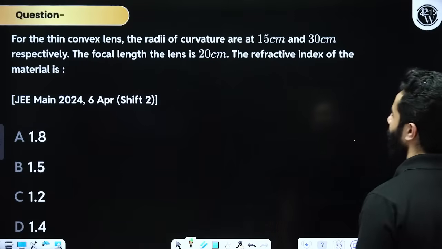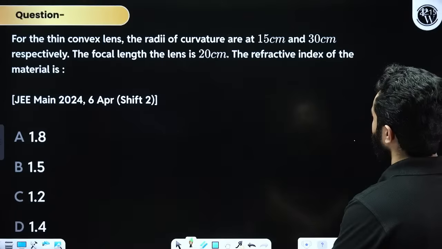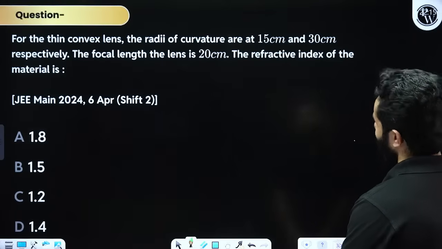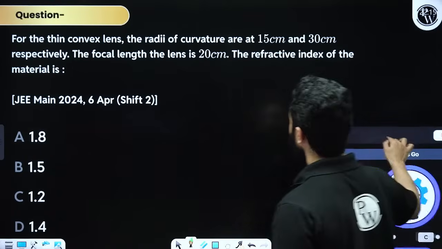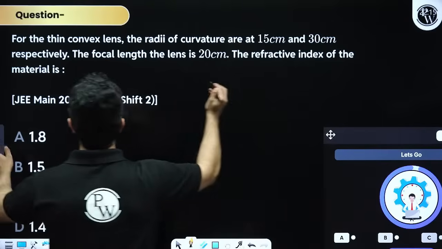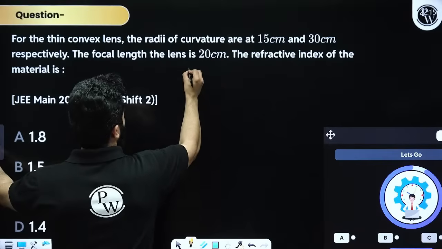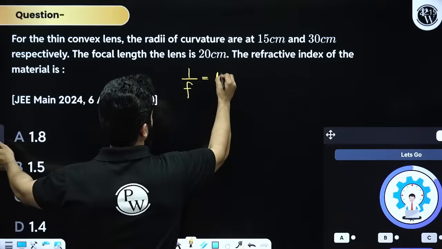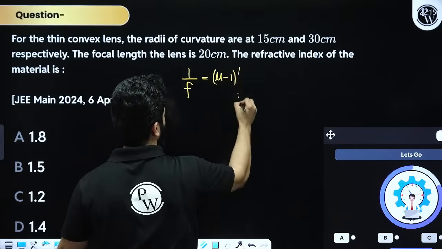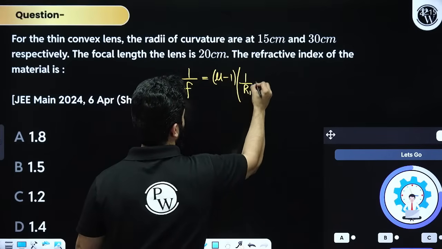Let's see what this question says. For a thin convex lens, the radius of curvature is this, focal length is this, and the refractive index of the material is to be found. I think we can do it, right? Let's quickly solve this question, and then I'll find some good questions for you, don't worry. Focal length is given, we are going to again use the same formula, mu minus 1 upon r1 minus r2.